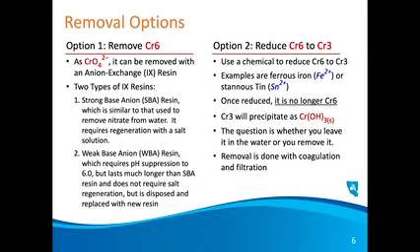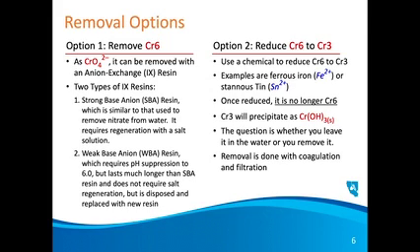On the right-hand side is the other option of saying, okay, if I want to get rid of Chrome 6, let me just turn it to Chrome 3. So we can use chemical reduction to take Chrome 6 to Chrome 3, and all of a sudden we've taken the toxicity aspect of the chromium and turned it into a non-toxic product. The question there is, okay, it is no longer Chrome 6, what do I do with it? So we have two options. You leave it in the water, because the MCL is really just about Chrome 6. It's not about Chrome 3. It's not about total chromium.